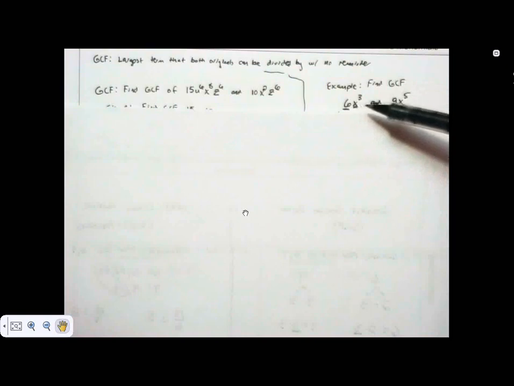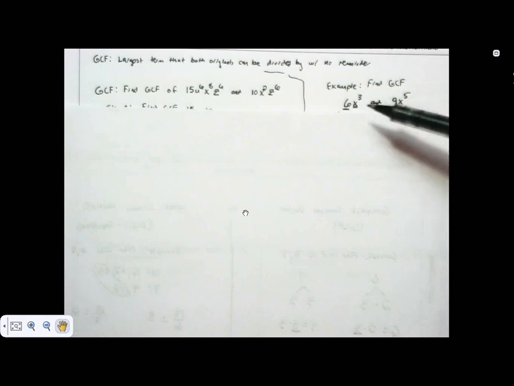So just as a review, the greatest common factor is the largest term that both originals can be divided by with no remainder. So what I mean by that is, let's take a look at an example. Let's suppose that we're trying to find the greatest common factor of 6x to the third and 9x to the fifth. Well, really, I break that down into two pieces.